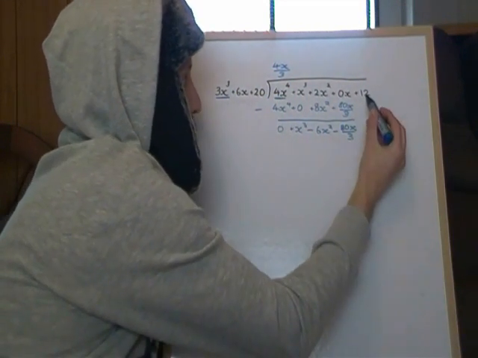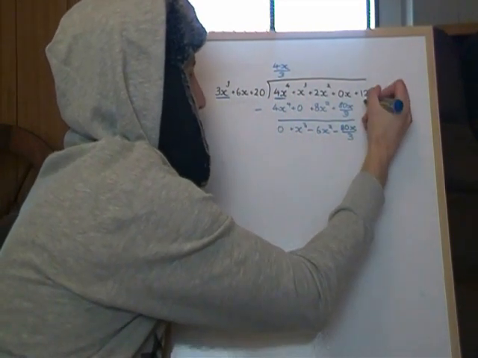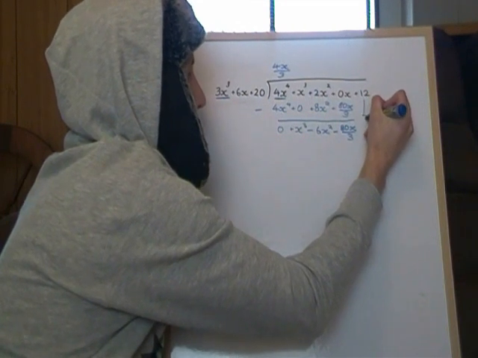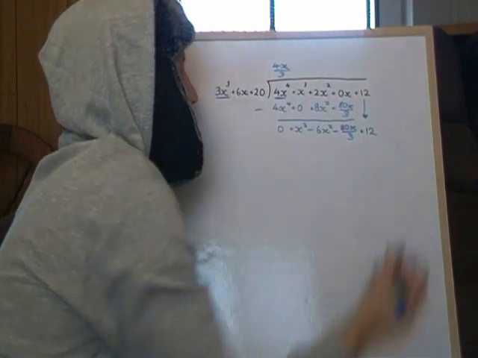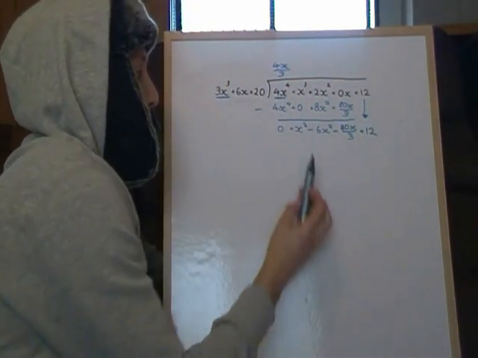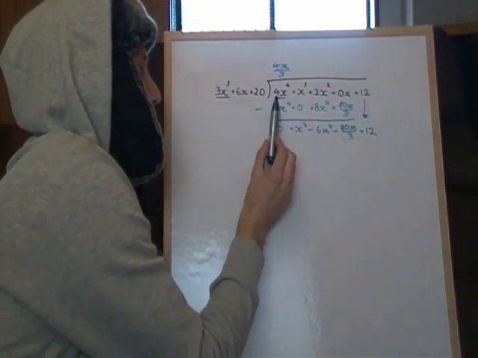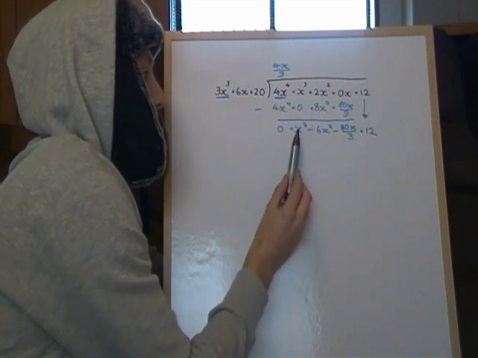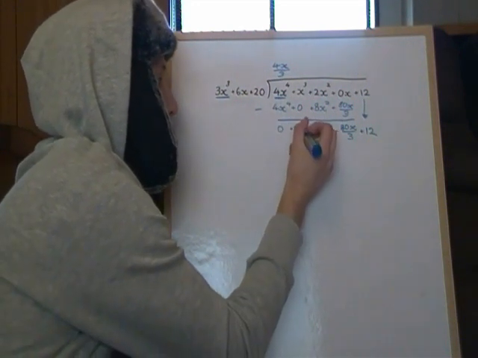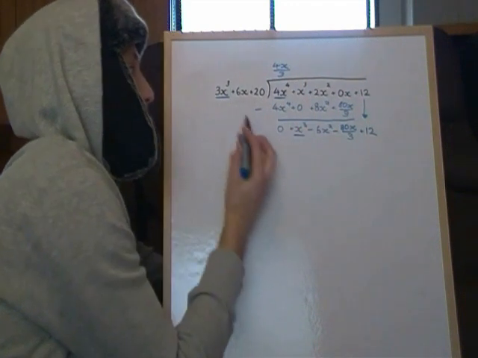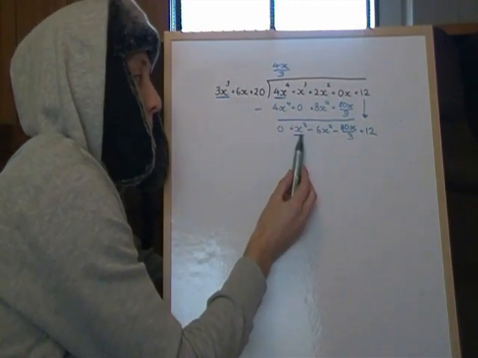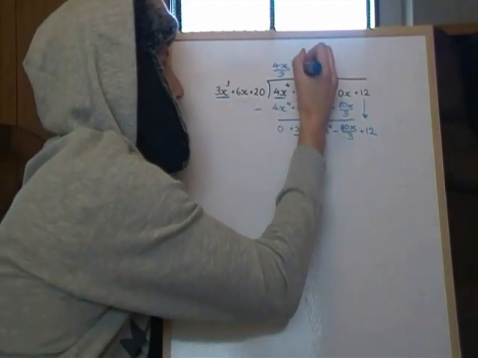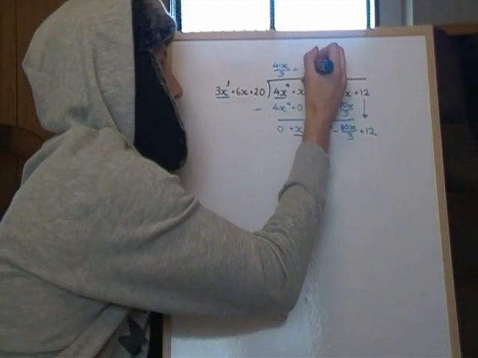And the next step is to bring this next element in the very top line down to the row that you've just created, so plus 12. We start the process again, but instead of using the first element on the top row, we use the first element on the new row that we've created. So what do we need to multiply 3x to the power of 3 by to obtain x to the power of 3? The answer is 1/3, so that goes on the top.